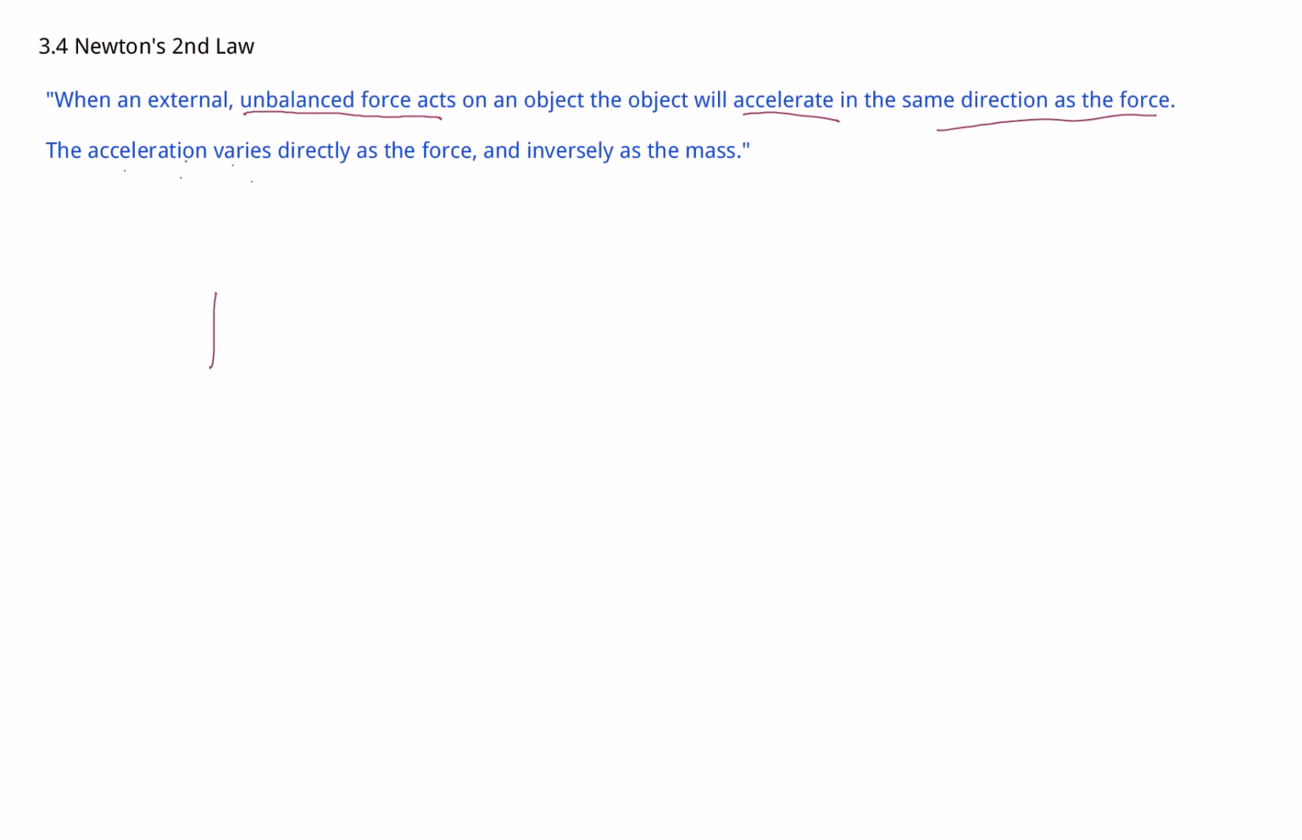Which makes sense, it's kind of obvious, right? If you had a box and one person pulls on it one way at 100 newtons and the other person pulls on it the other way with 80 newtons, we now have an unbalanced force. That means it's going to accelerate because we'd have a net force of 20 newtons going to the right, a positive 20 net force. So because the force is to the right, our acceleration is also going to be to the right. So that's the first part of the sentence.